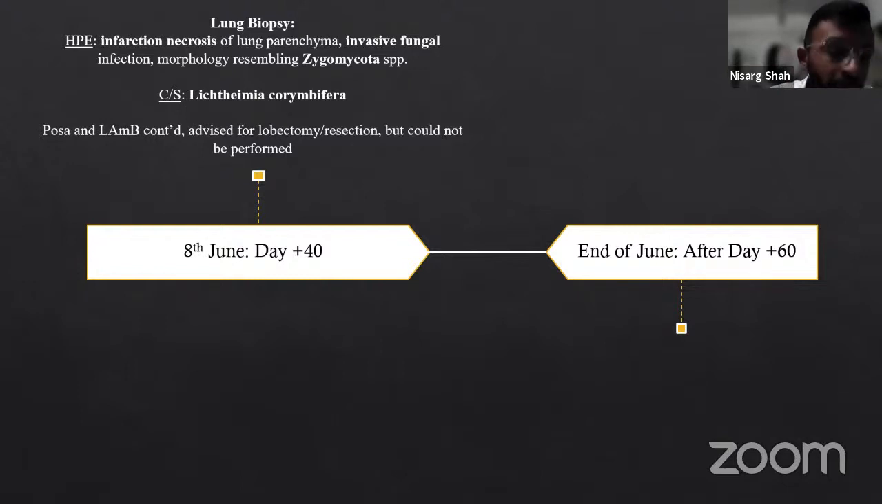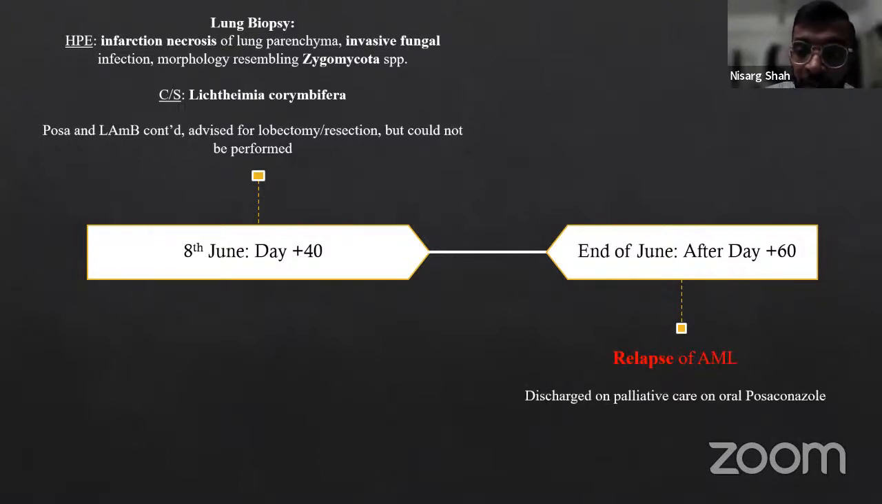And at this time, again, the posaconazole and the liposomal amphotericin were continued, and we advised definitely for source control, which is either lobectomy or resection of the lesion, but could not be performed because of severe neutropenia and thrombocytopenia, because it was a major surgical procedure. Unfortunately, by the end of this month, she had relapse of AML and was discharged on palliative care on oral posaconazole.